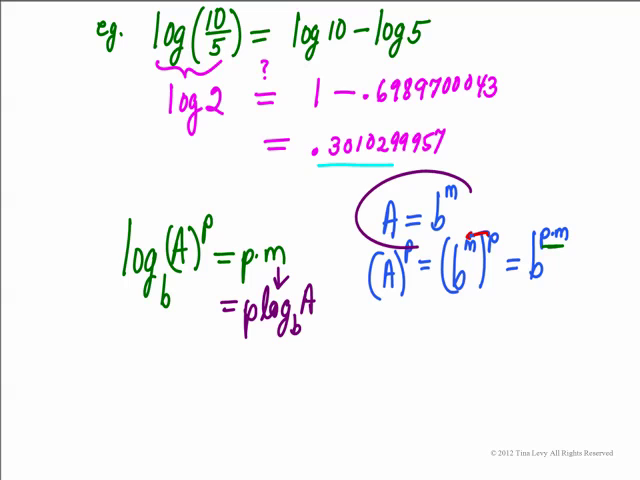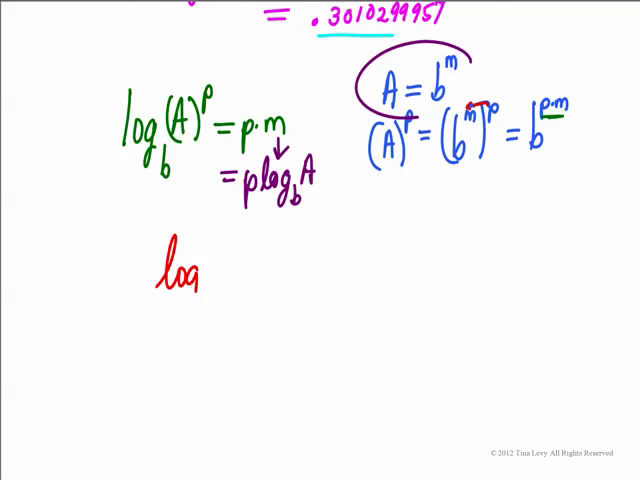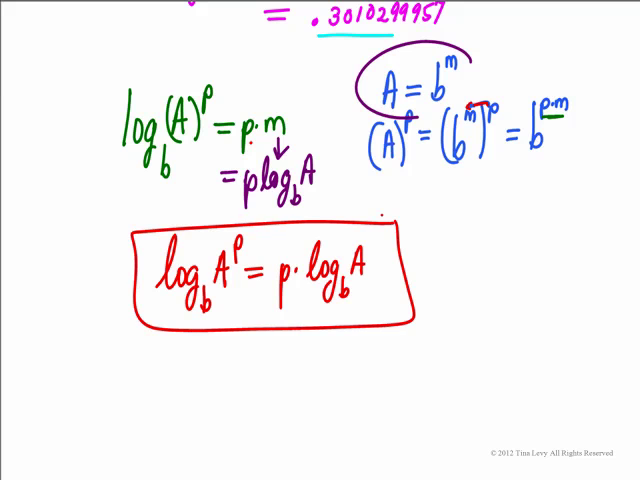And that property tells us that when you want the logarithm of a number raised to a power, you just take that power in front times the exponent of the number. So there's your p times m. And that's our third property of logarithms.